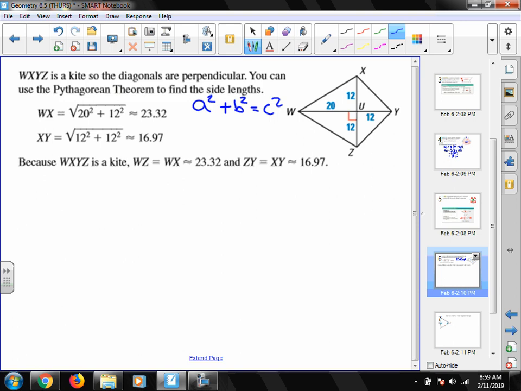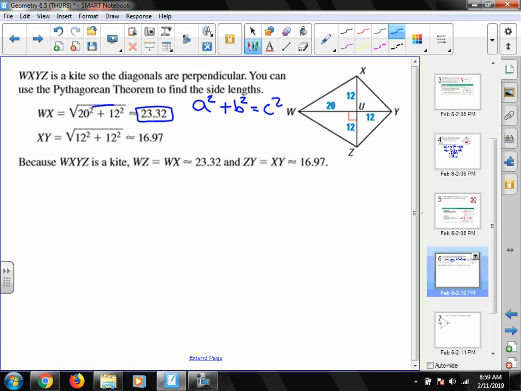So I can find WX. I have a side length of 20 and a side length of 12. So I take 20 squared plus 12 squared, and that gives me 544. You can type that into your calculator. The square root of 544 is roughly 23.32. Since I'm dealing with c squared, I just want what c is by itself, so I have to take the square root of that.